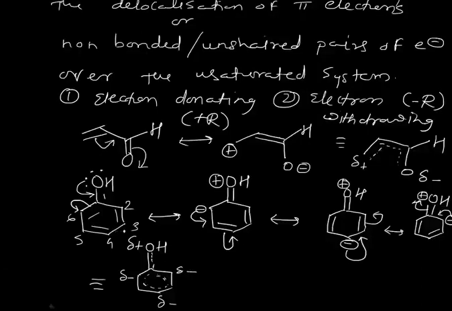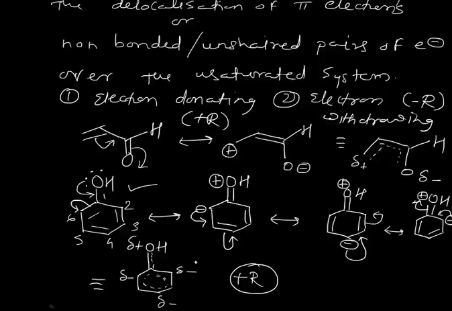Here in this particular example of phenol, this OH group is going to donate electrons to the aromatic ring and makes this aromatic ring electron rich, as we are getting a negative charge at carbon number 2, 4 and 6 positions, and therefore this OH group acts as an electron donor. So this comes under the substituents which show the plus R effect.